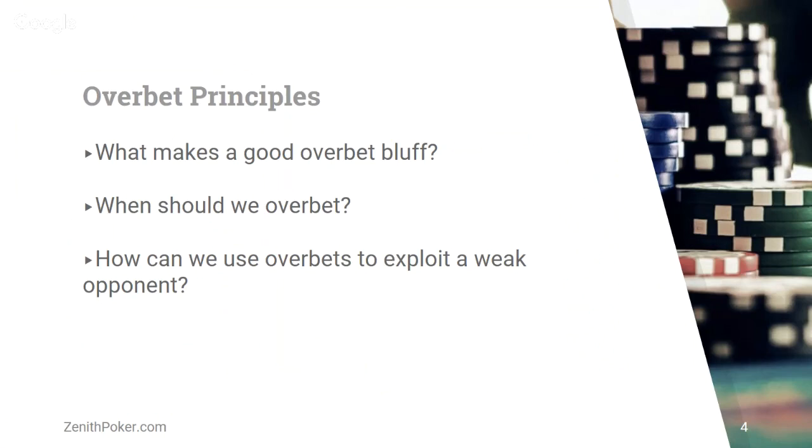Okay, so we discussed some for the in position player. Are there any spots for the out of position player when you should use an overbet? As an exploit, or just like from GTO? In GTO.